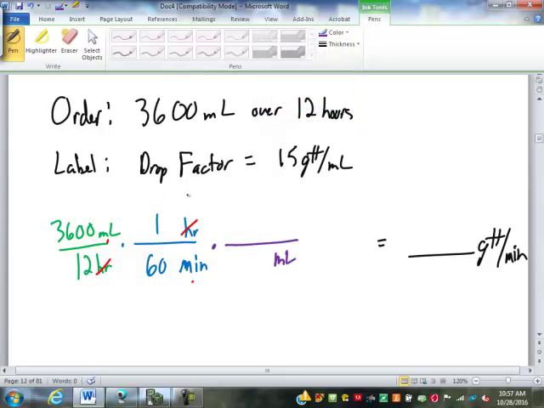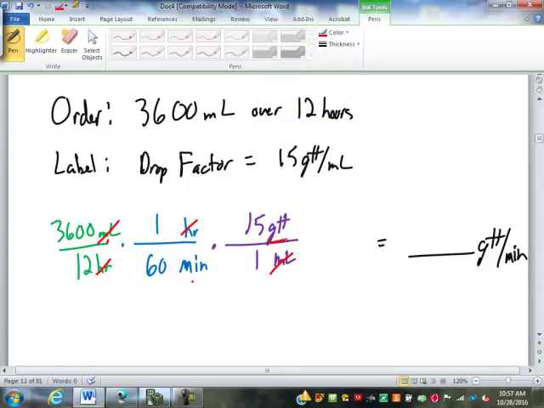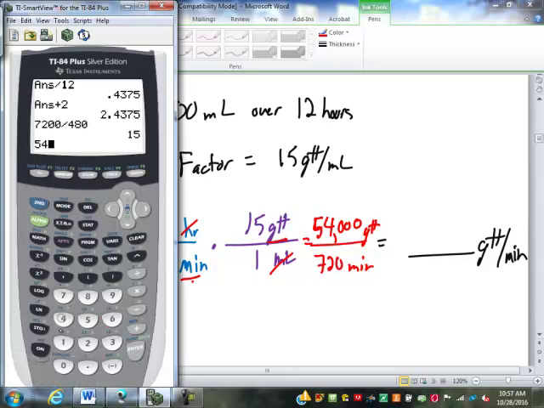So I'm going to put milliliters on bottom to get rid of the milliliters. I have 15 drops per 1 milliliter. So the milliliters are gone. Now I have drops on top, minutes on bottom. So I would be in drops per minute right now. So 3,600 times 1 times 15 is 54,000 drops. Over 12 times 60 times 1 is 720 minutes. We divide that out, we get 75 drops a minute.